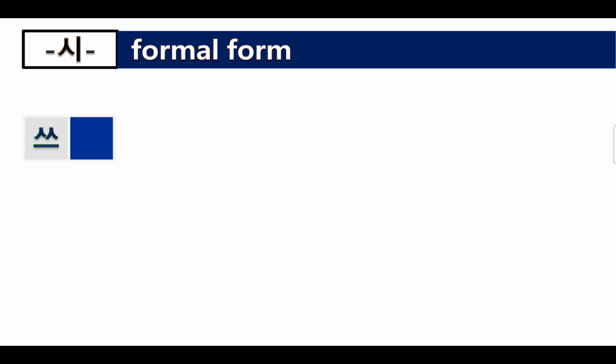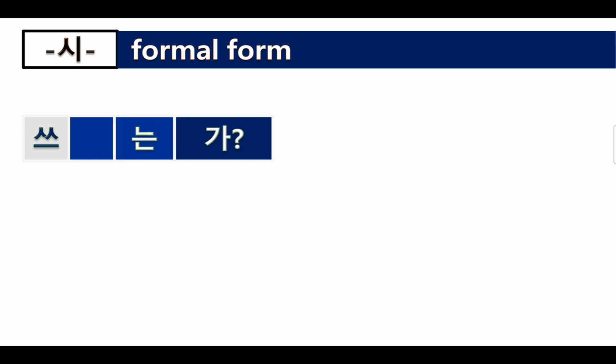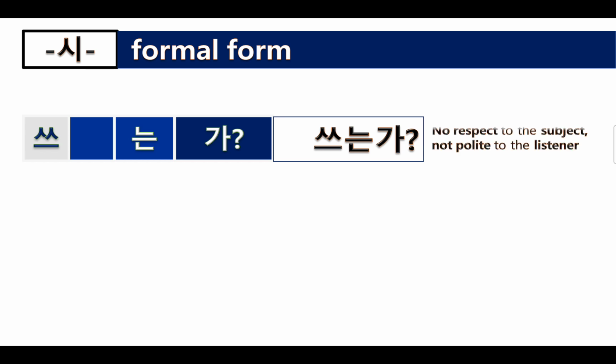Yeah. 쓰 plus 쓰다. Write down. So this is a pre-final ending. When there is nothing, you show no respect to the subject. Okay. And 는 is present tense when the final ending is 가. So 쓰는가, this is the form when you write down. And for question, we use this form, 쓰는가. Okay, so 쓰는가 has no respect to the subject and there is no yo, so not polite to the listener.